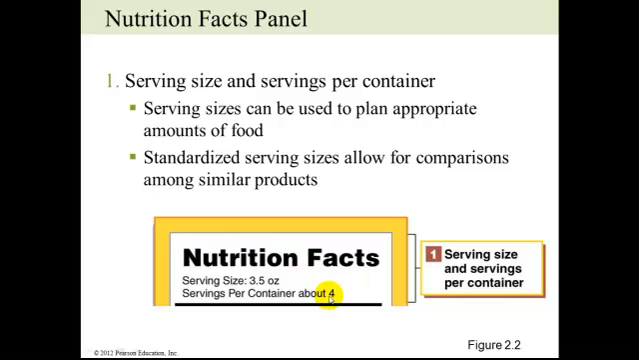This is important in terms of what is an appropriate size of food and allowing for comparisons among similar products. If you're looking between two different products to see which one has perhaps the lower amount of calories or the lower amount of sodium, you want to make sure you're comparing two things that have the same serving size. If something is half a cup versus 1 cup, that's a big difference.